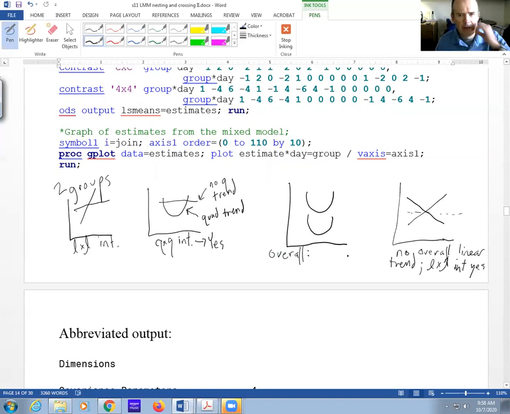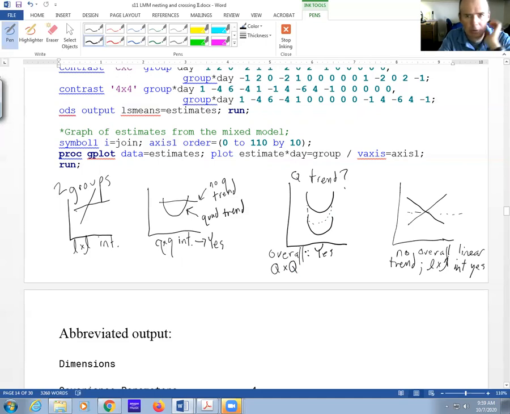If you were to average those out, would you get a quadratic trend? Yes, Benjamin, so the average of these would be something like that, right? So yes, there is an overall quadratic trend. So that's the question, quadratic trend here. Overall, yes.